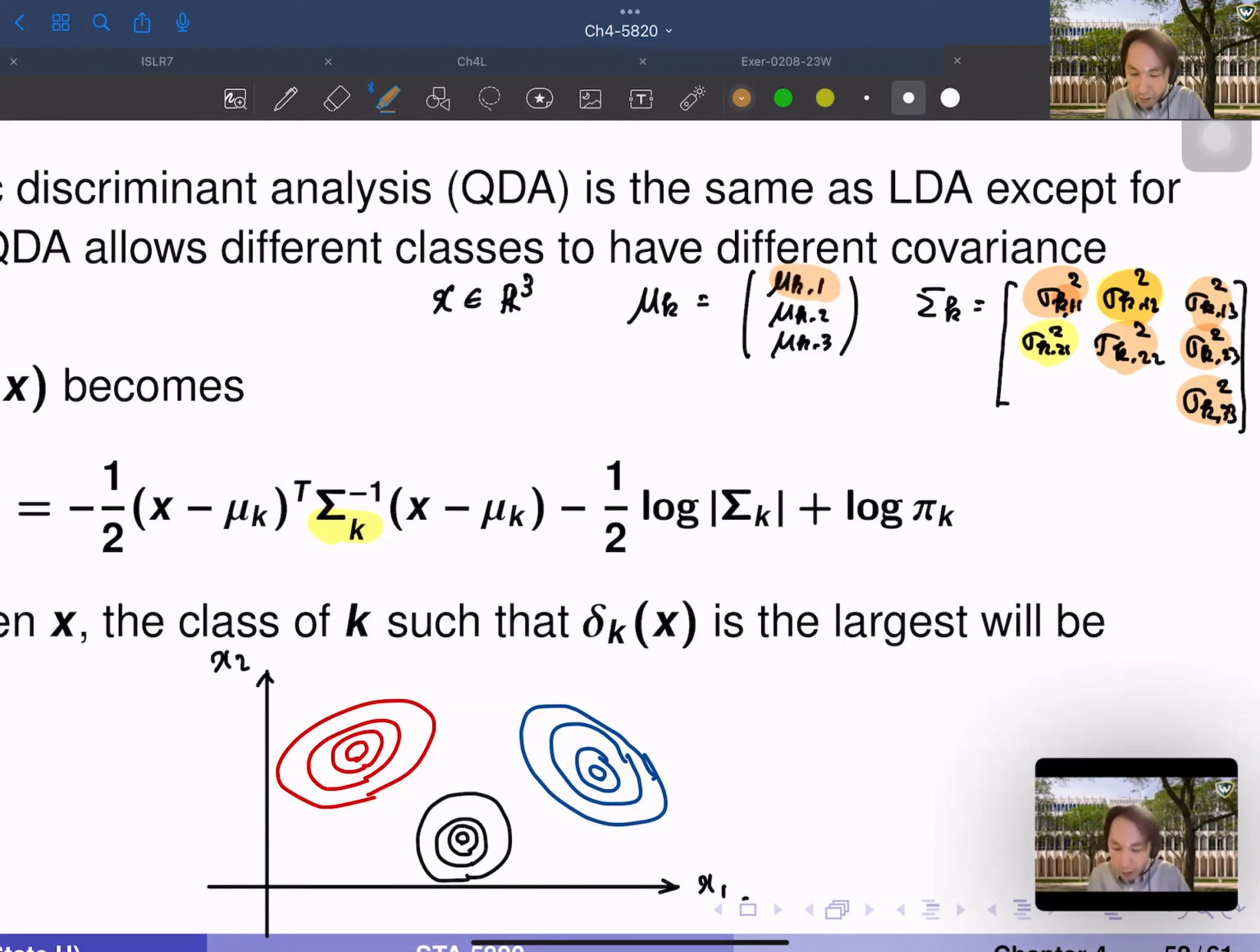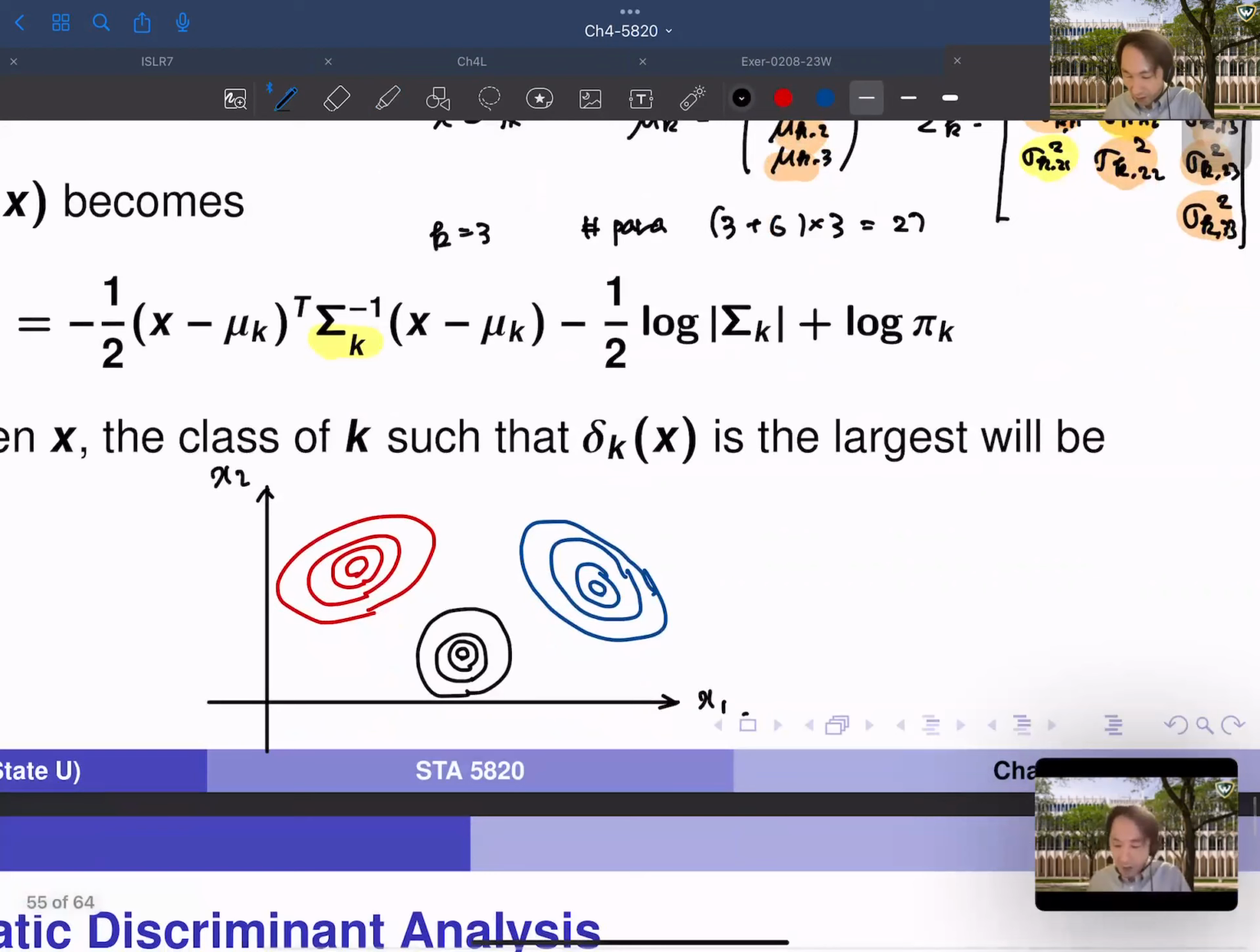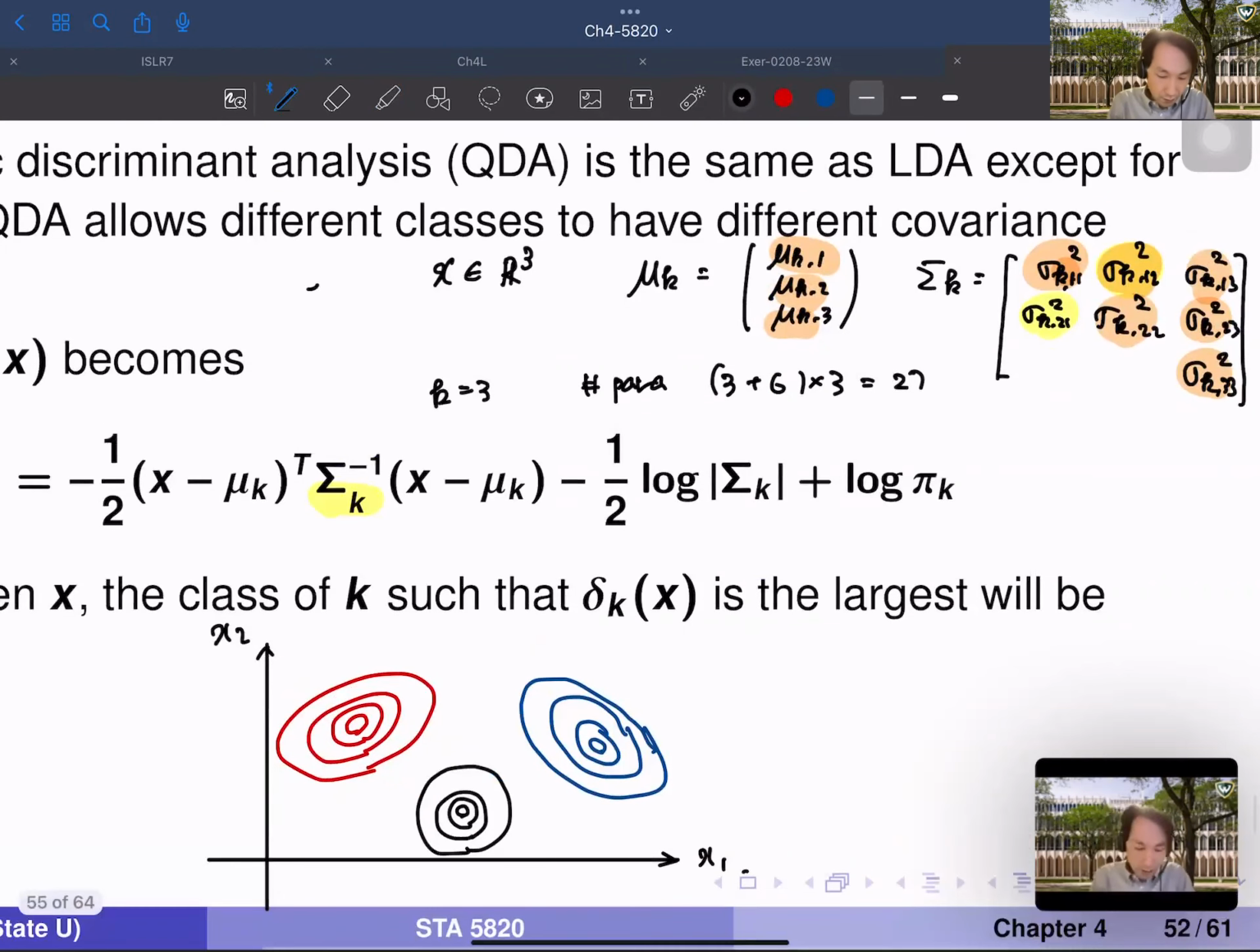So for each group we have 3 plus 6, which is 9 parameters. And suppose that K is equal to 3, so we have 3 groups. Then the number of parameters is 3 plus 6 for each group, times 3 groups, so we have 27 parameters. So there are many parameters, right? This is QDA.